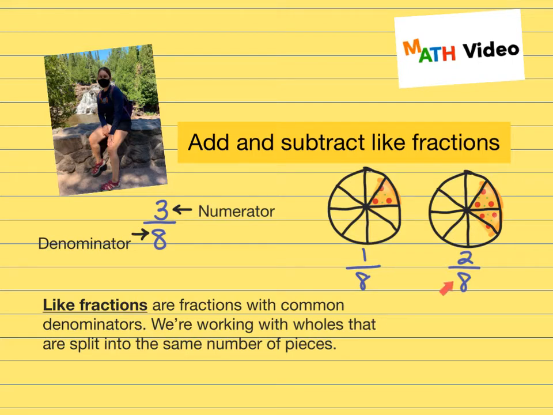Next person, a little hungrier, eats 2 pieces. 2 pieces of the whole, and there's 8 pieces in the whole pizza. We would say that person has eaten 2/8 of the pizza.